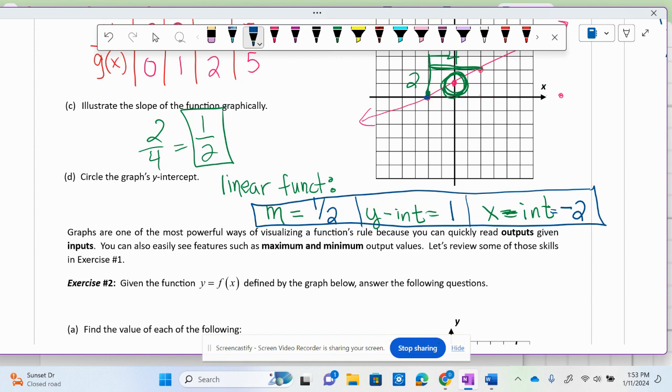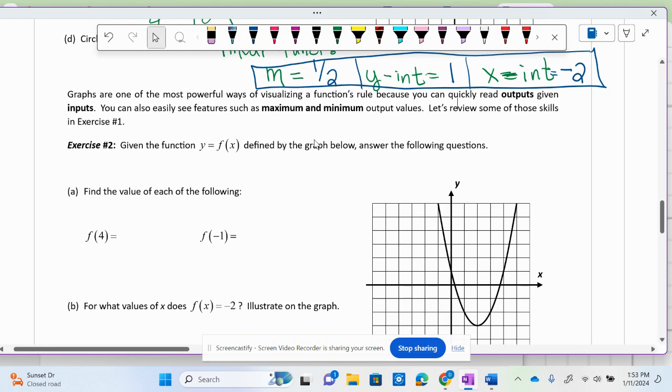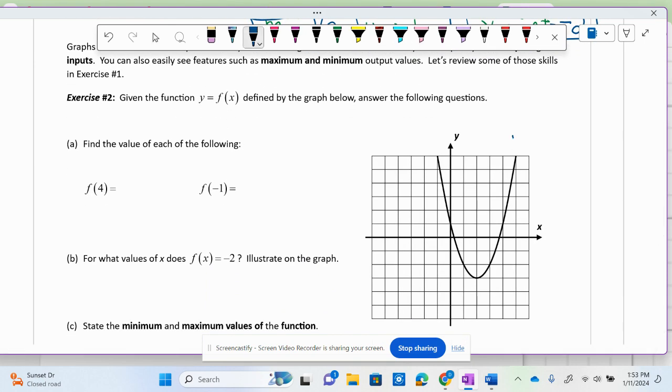All right. Our next function is not linear. What kind of a graph is that? It's a parabola. Who said that? Good job. Draco, right? It's a parabola. We know that, I think that we talked about this yesterday.